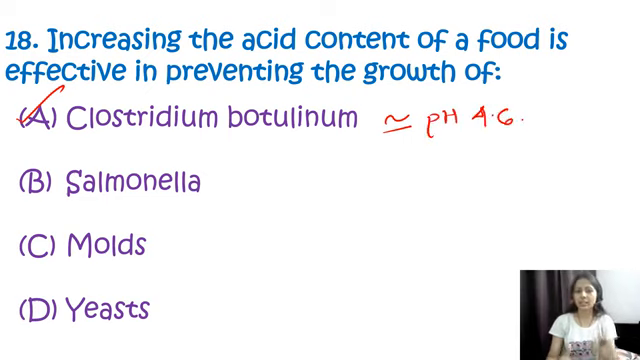So this is an approximate value. What happens with increasing acidity of the food, that means there is a lowering of pH. Now it can inhibit the growth of Clostridium botulinum and even prevent the production of the toxins produced by this species. Now the Salmonella, molds, and yeasts are less affected by the changes in acidity as compared to Clostridium botulinum. So over here my correct option is A, that is Clostridium botulinum. Next.